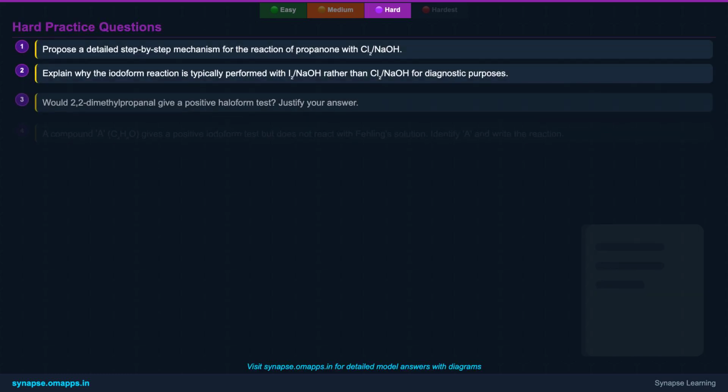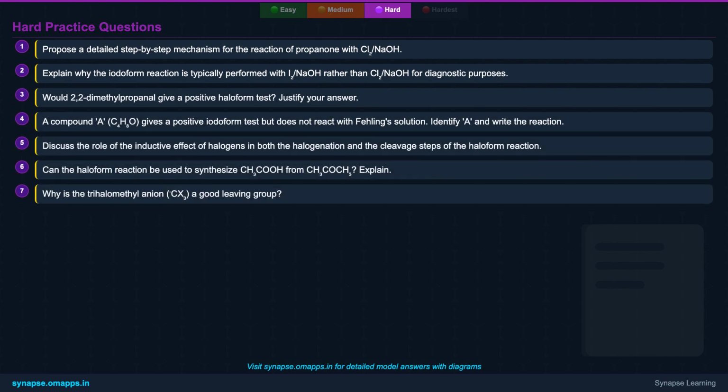Now, let's challenge your analytical skills with these 7 hard-level questions. These problems require a deeper understanding of the mechanism, theoretical underpinnings, and practical implications of the haloform reaction. Spend adequate time on each, and think critically about the concepts involved.